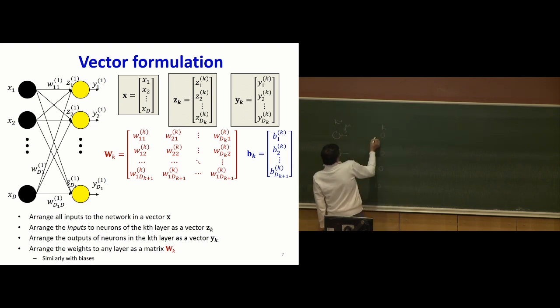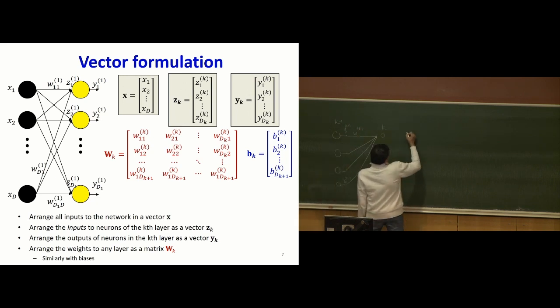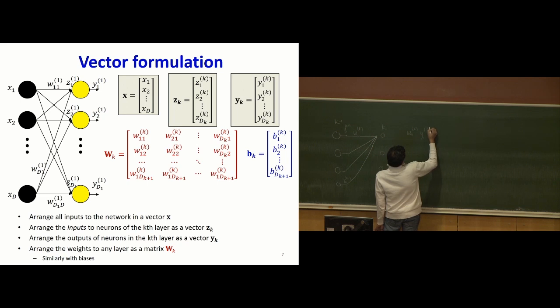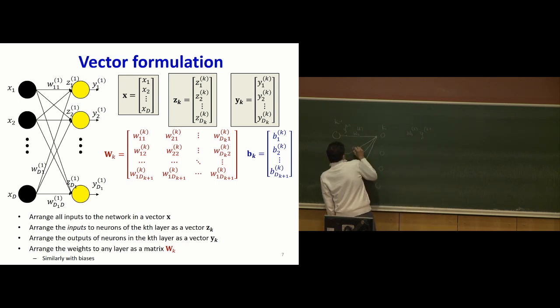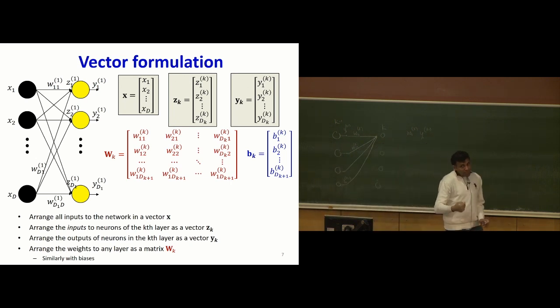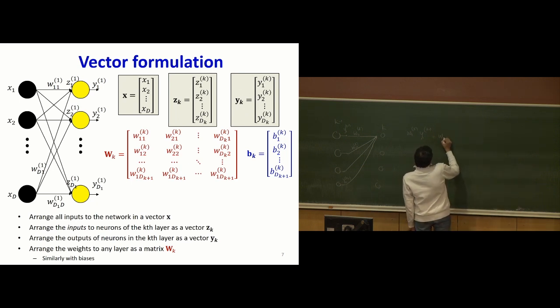Now consider what the affine combination coming in to the first neuron is going to be. That is going to be W_11^(k) times y_1^(k-1) plus W_21^(k). Again, this is W_21 because it's the connection from the second neuron to the first neuron. So this is plus W_21^(k) times y_2^(k-1), and so on.